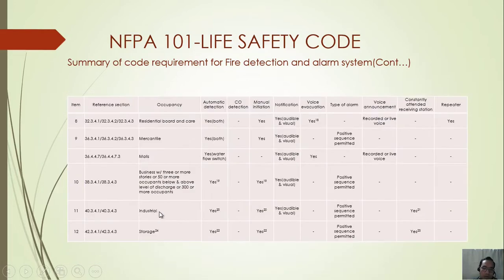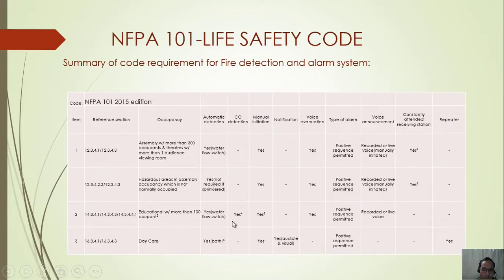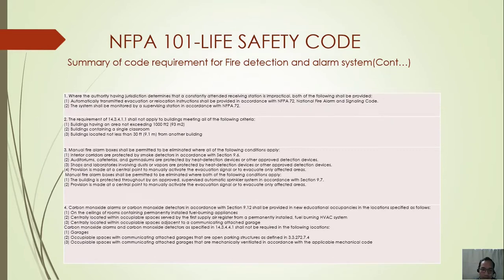So we all know that in educational occupancy, we need to have CO detection, but in which areas do you need CO? These are your guidelines. You need to have a CO detector in the ceiling of rooms containing permanently installed fuel burning appliances. Say in laboratories, if we have fuel burning appliances, then we have to have a CO detector at the ceiling.